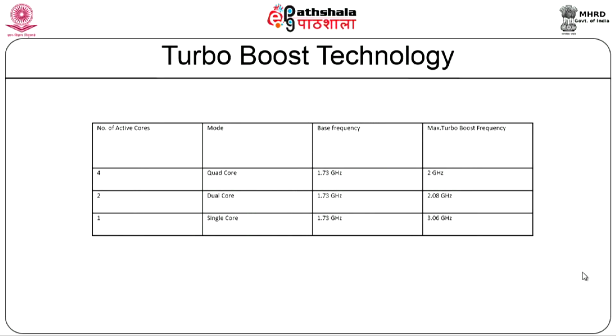To give you an example of what the base frequency is like and how much you can actually improve the frequencies, if you look at a quad core, the base frequency is normally around 1.73 gigahertz, and the maximum turbo boost frequency is around 2 gigahertz. And when you are looking at only 2 active cores, you can look at 1.73 as a base frequency, and you can go up to 2.08 gigahertz. And if you are only trying to boost one core, a single core, you can go up to even 3.06 gigahertz.